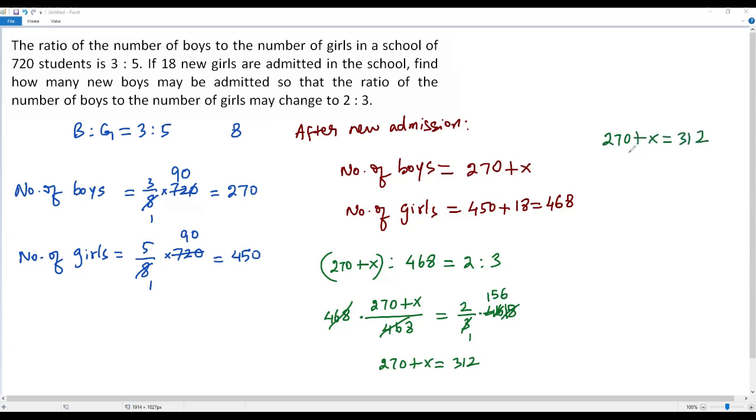Since my aim is to find the value of x, we have to get rid of this 270. For that, I subtract 270 from both sides. When I do so, the positive 270 and negative 270 cancel. I get x equals, simplifying 312 minus 270, 42. Actually, I assumed x as the number of new boys admitted in the school. So I got x equals 42. So the number of new boys admitted in the school is 42.